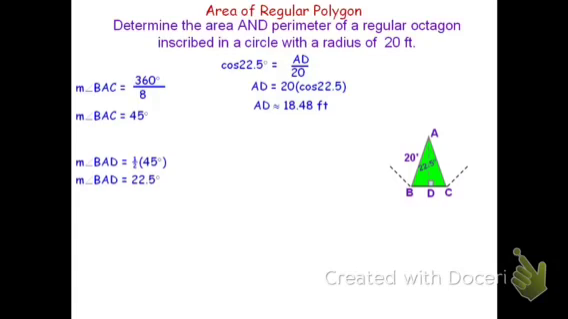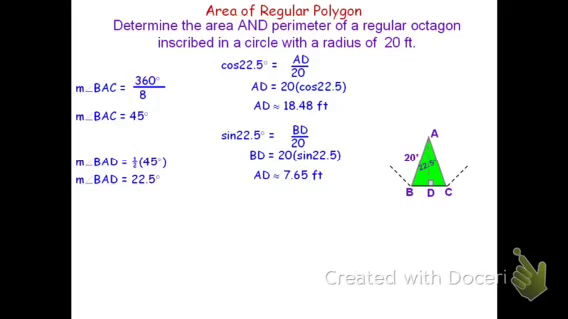I also need to find the length of the sides. Well, BD would be half the length of any side of the octagon. BD would be opposite from that 22.5, and 20 is still the hypotenuse, so I'm going to use sine this time. So the sine of 22.5 is BD over 20. Multiplying by 20 on both sides of the equation, I get BD equals 20 sine of 22.5. Or, that piece is about 7.65 feet.